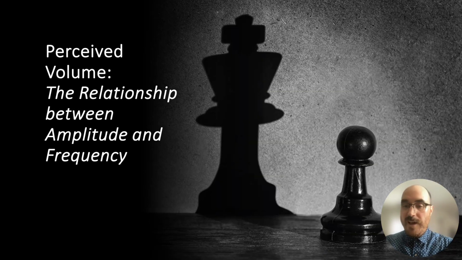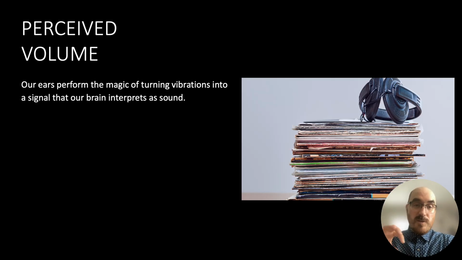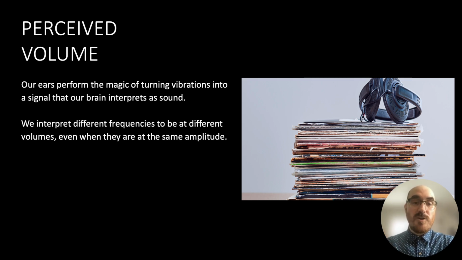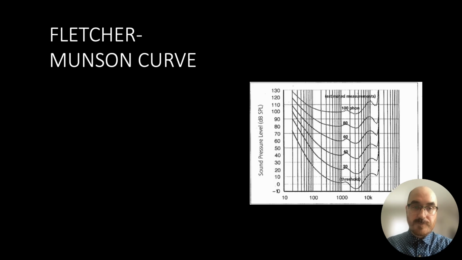A really cool thing that I was introduced to when I just started studying this was perceived volume, the relationship between amplitude and frequency. Our ears perform sort of subtle magic in the background when they're turning vibrations into a signal our brain can interpret as sound. We interpret different frequencies at the same volume to be at different amplitudes, even though they're not. In general, low frequencies are harder for us to hear and therefore need to be boosted to come across as the same apparent volume.